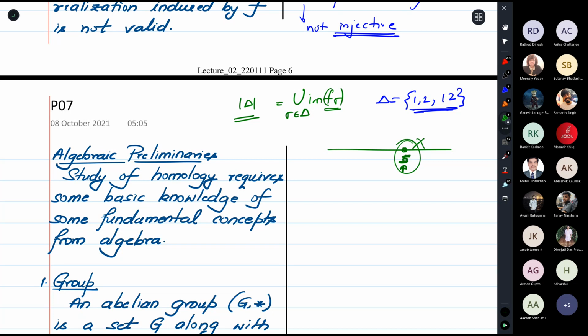At this point, it will not be clear what is the shape of this abstract simplicial complex, what is the shape of this geometric realization. All those things we will learn in due course. But at this point, you need to understand what this geometric realization is all about. Is this okay? So again, let me pause for a couple of seconds. If you have any questions, I'd be happy to answer them.